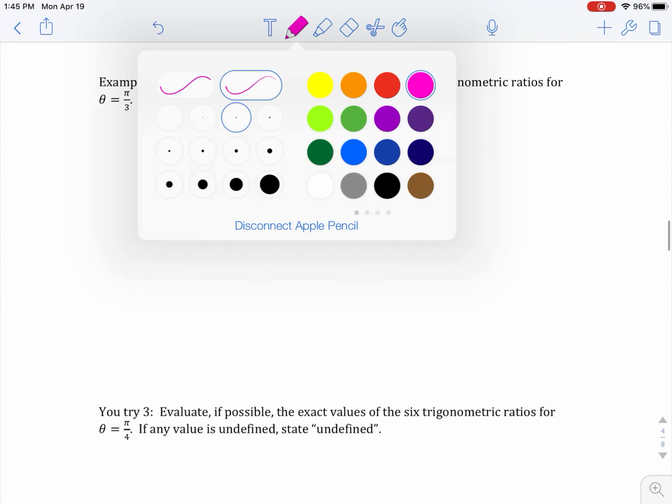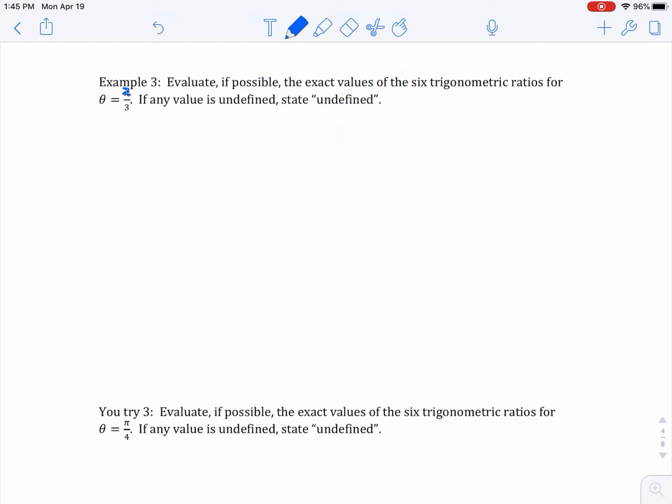For example 3, I'm actually going to change this. Instead of pi over 3, I want theta to be 2 pi over 3. And we can even envision where that angle is. We know 2 pi over 3 is right here in the rotation diagram. All right, and we're supposed to evaluate, if possible, the exact values of the 6 trig ratios for this particular angle. All right, so actually, let me make this a little bit larger.